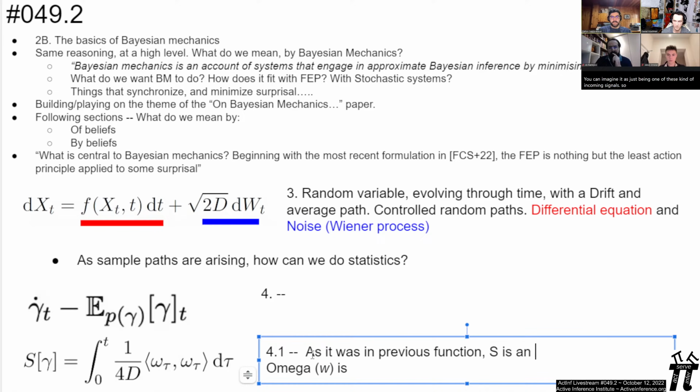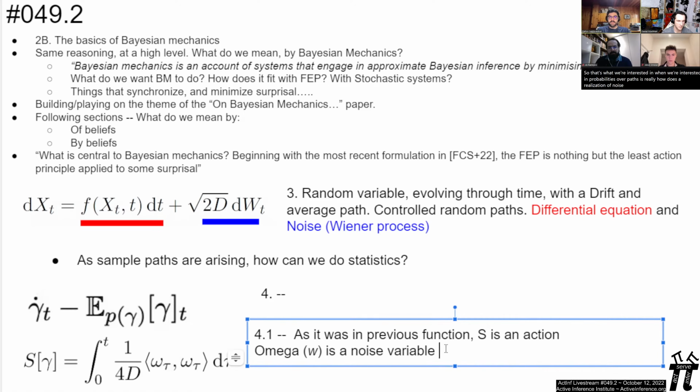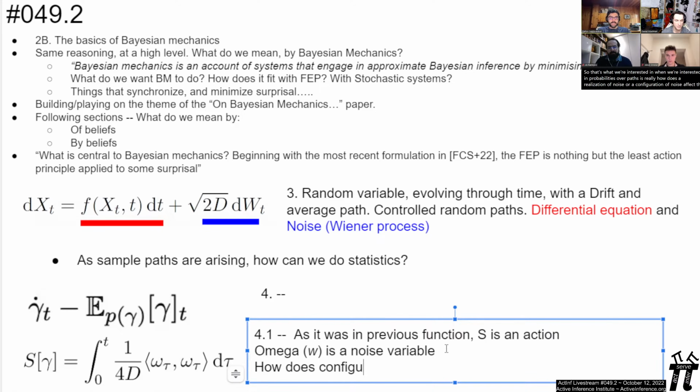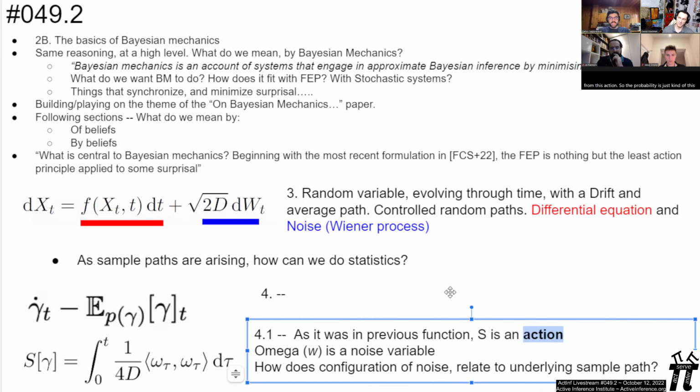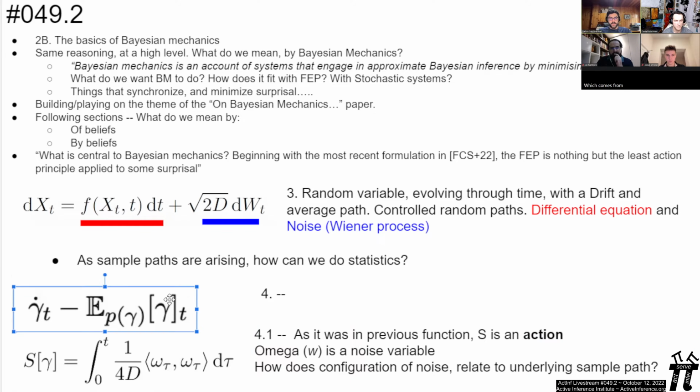So what is the noise that I'm putting into the system? And of course that's where your randomness is coming from. So what we're interested in, when we're interested in probabilities over paths, is really how a realization of noise or a configuration of noise affects the underlying sample path. And that comes from this action. So the probability is just the exponentiation of this thing, which comes from stochastic process theory.